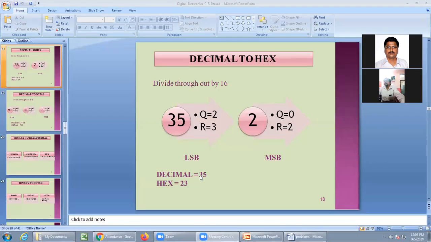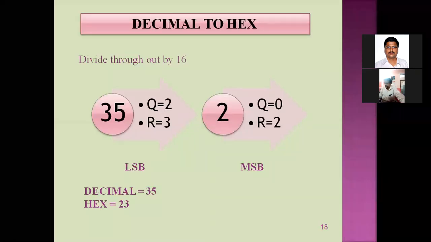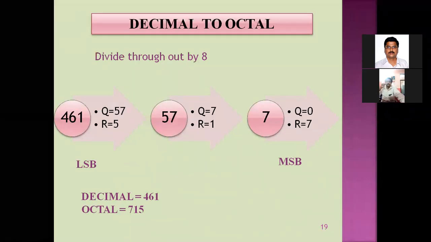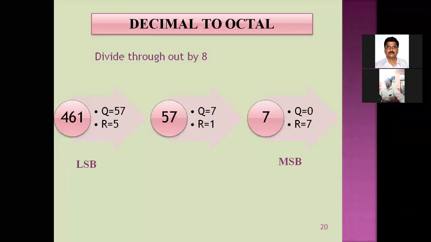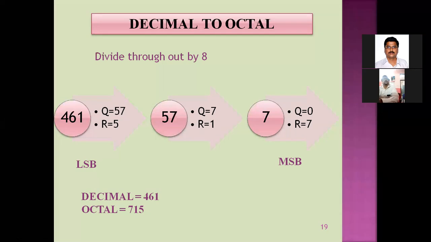Okay, Q is question, right? So that is decimal to hexadecimal number. Now let me say decimal to octal. Decimal to octal, this is one group of conversion. In the first group of conversion, this is the last one.